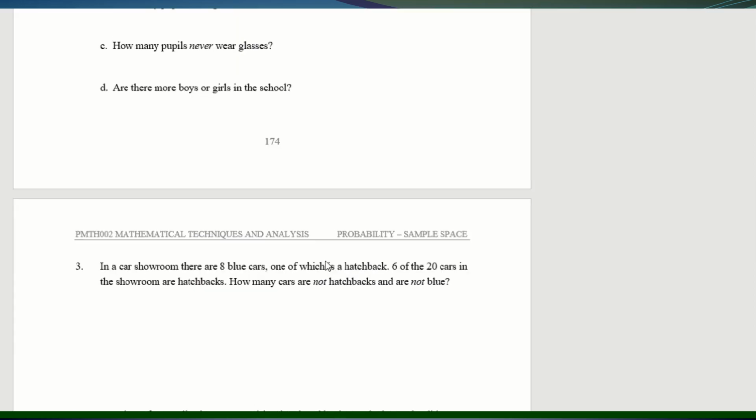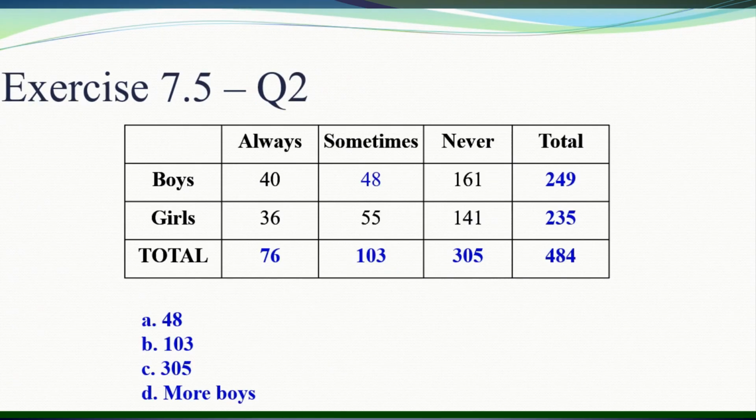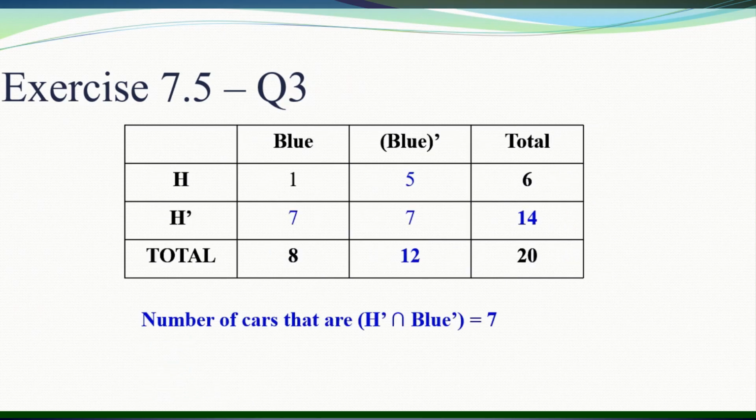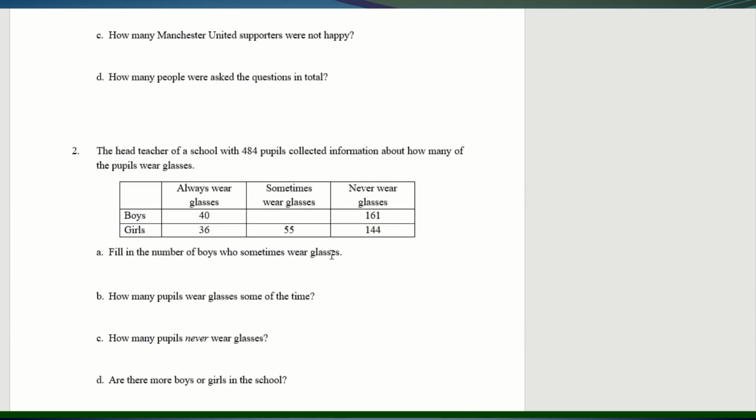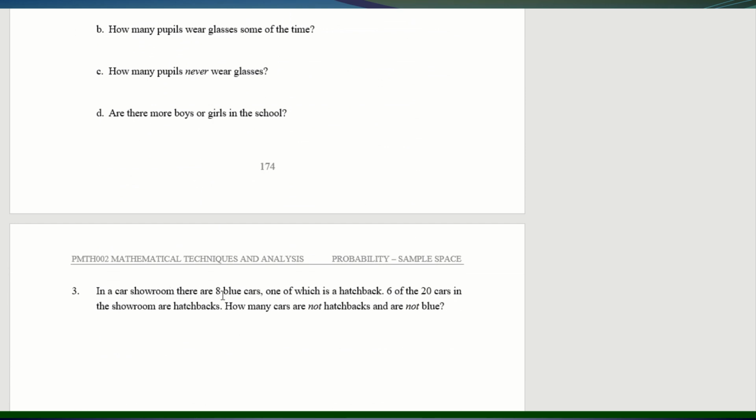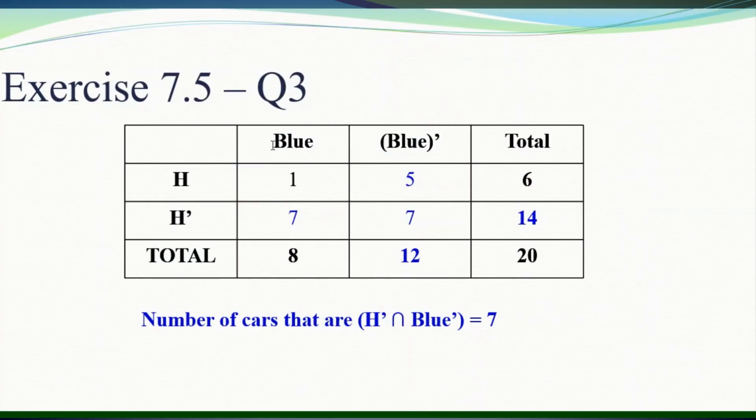Okay. I will go through this question with you. Question 1 and 2 honestly is very simple. Like here is empty. Why? Because you have the total. 484 minus all this will give you this. Then you just answer the questions. In a car showroom, there are 8 blue cars, one of which is a hatchback. 6 out of the 20 cars are hatchback. So now what are the two variables you have? Blue and hatchback. So what you must do is this. Blue, not blue. Hatchback, not hatchback.